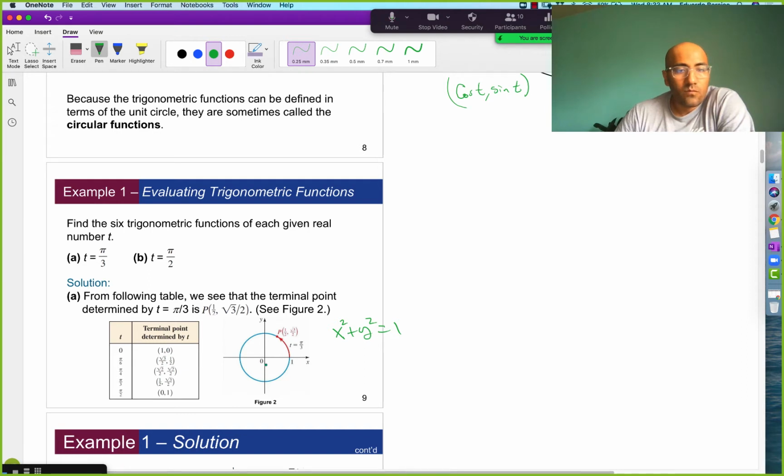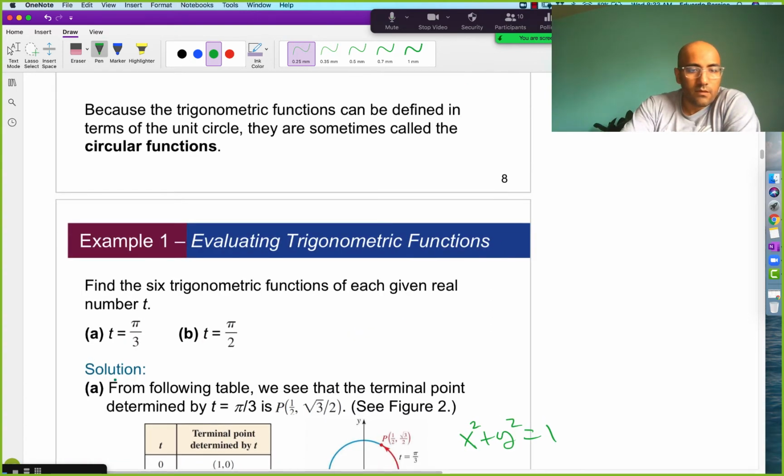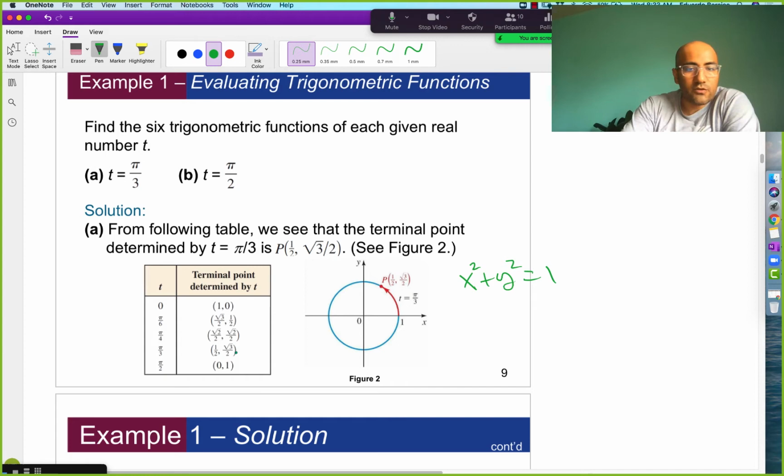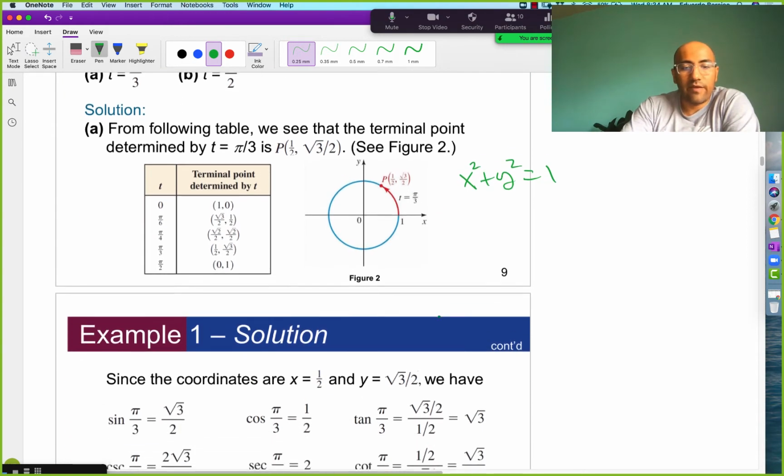yesterday. Good. Okay, so now once we identify that this is pi over 3, we go over to our table, and let's zoom in a little bit to this table. We go over to our table from yesterday, and we see that, oh, okay, that ordered pair is 1/2 comma root 3 over 2. So simply by looking at that ordered pair, I can tell that cosine of pi over 3 is the x-coordinate, 1/2. Sine of pi over 3 is the y-coordinate, which is this one. And then I can find all the other trigonometric functions that way.